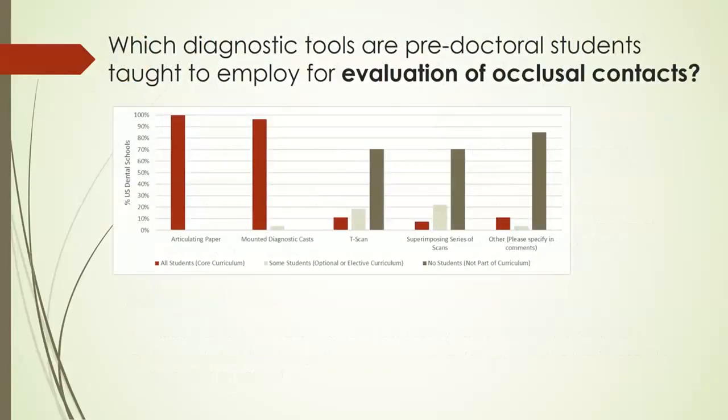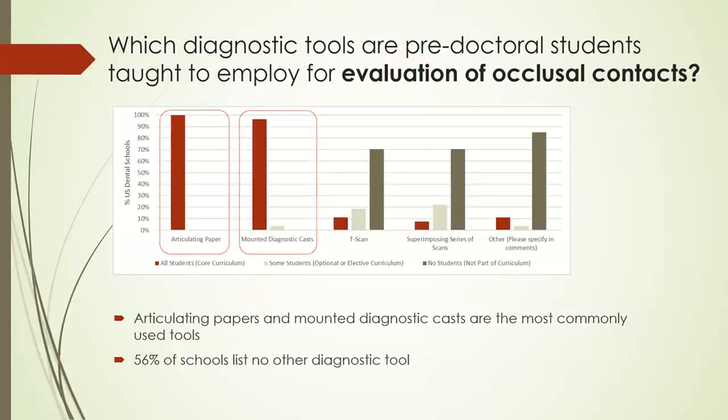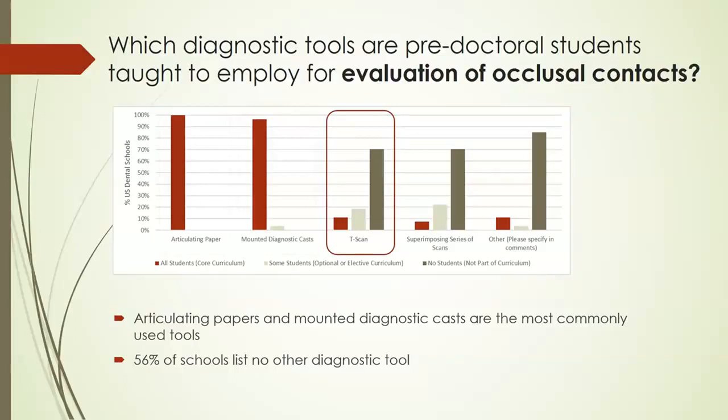For evaluation of occlusal contacts between maxillary and mandibular teeth, 100% of the responding schools are currently using articulating paper and mounted diagnostic casts as the main tools. In fact, 56% of the respondents reported that they do not teach students to use any other diagnostic tool for this application. 11% of schools teach the use of T-scan technology in their core curricula, and an additional 19% teach this technology in optional or elective curricula.